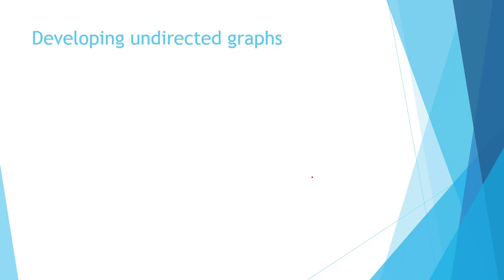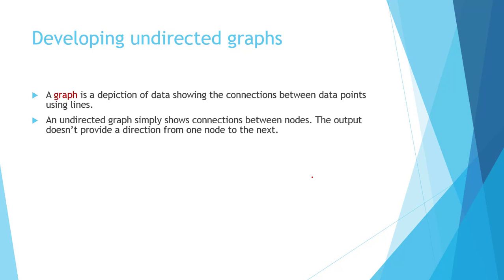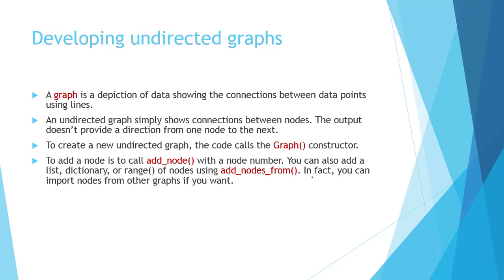Next we will see developing an undirected graph. A graph is a depiction of data showing the connection between the data points using lines. An undirected graph simply shows connection between the nodes and not the direction from one node to the next. So to create an undirected graph, we have to call the graph constructor, and to add the node, we have to call add_node with a node number. We can also add a list, dictionary, or a range of nodes using add_nodes_from.